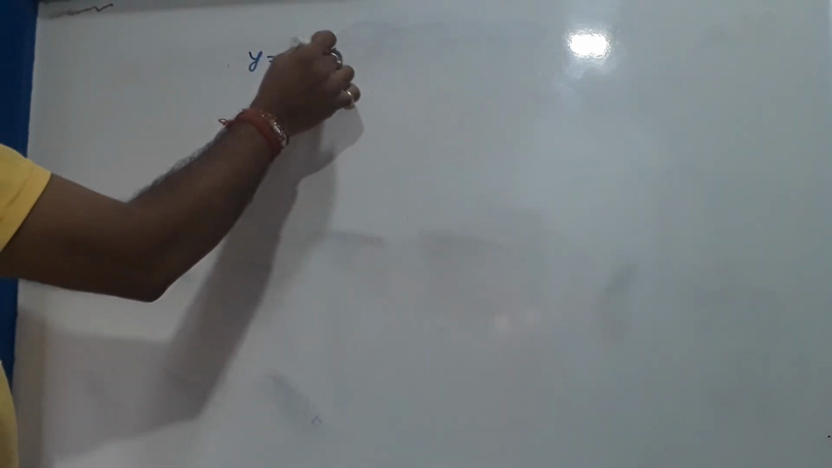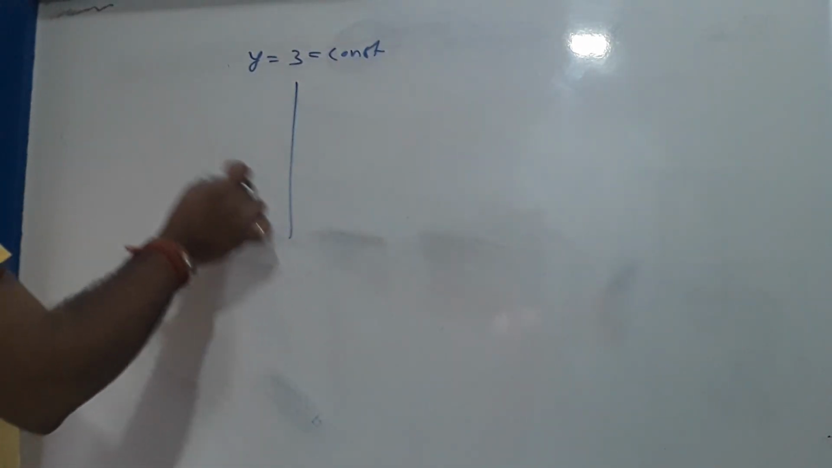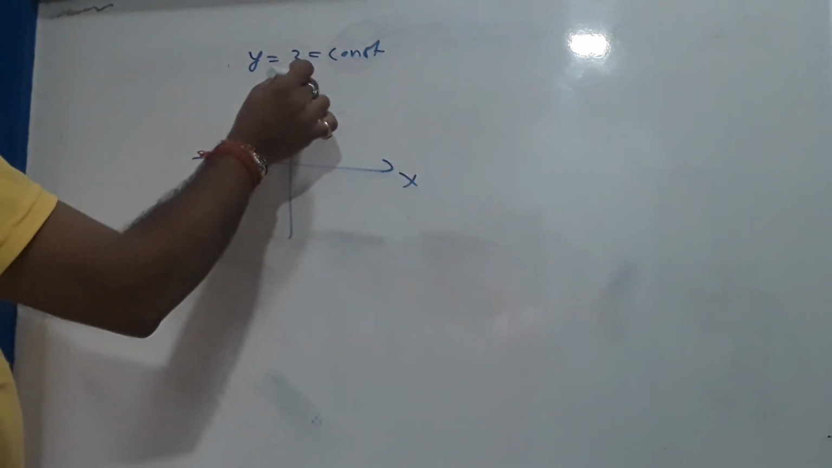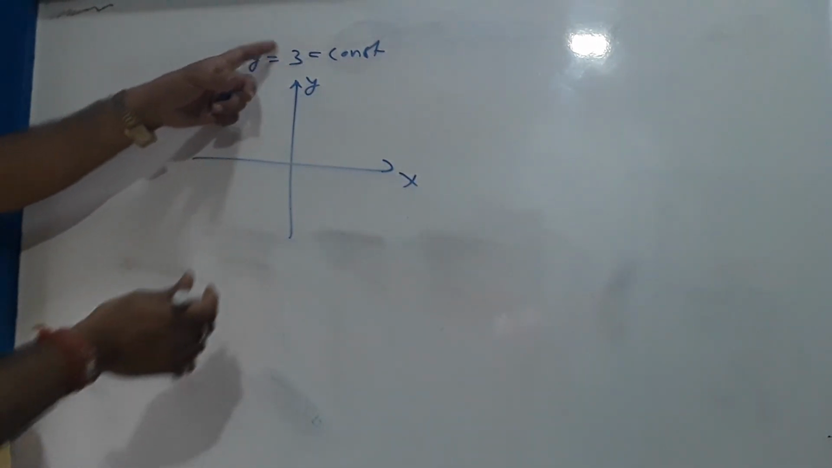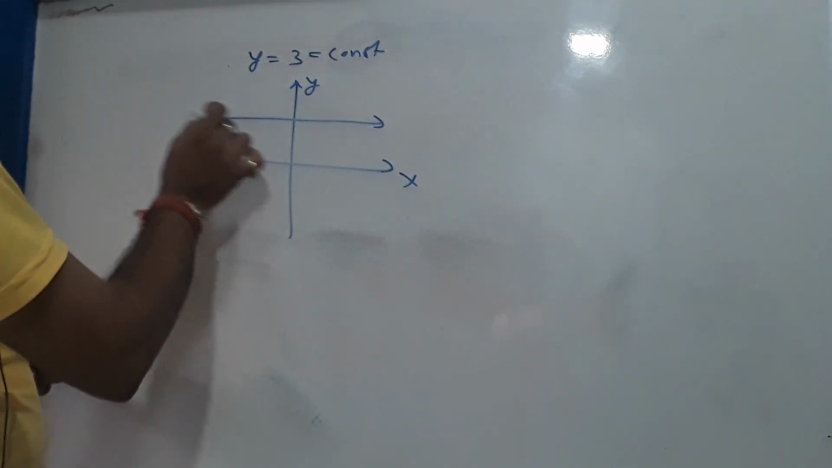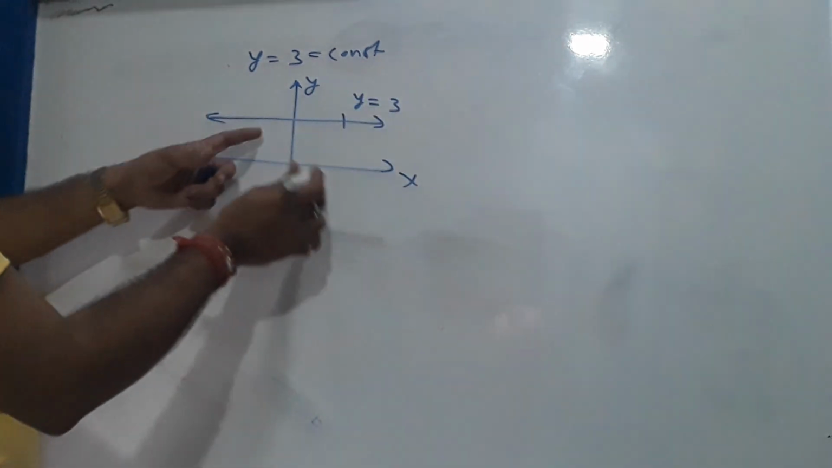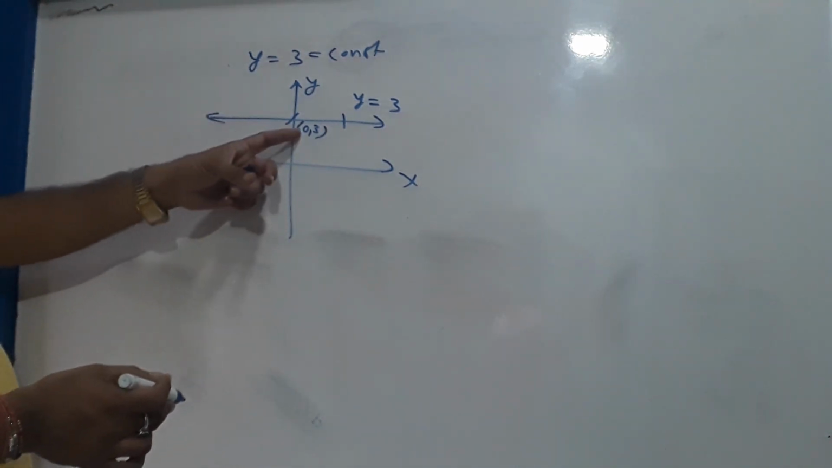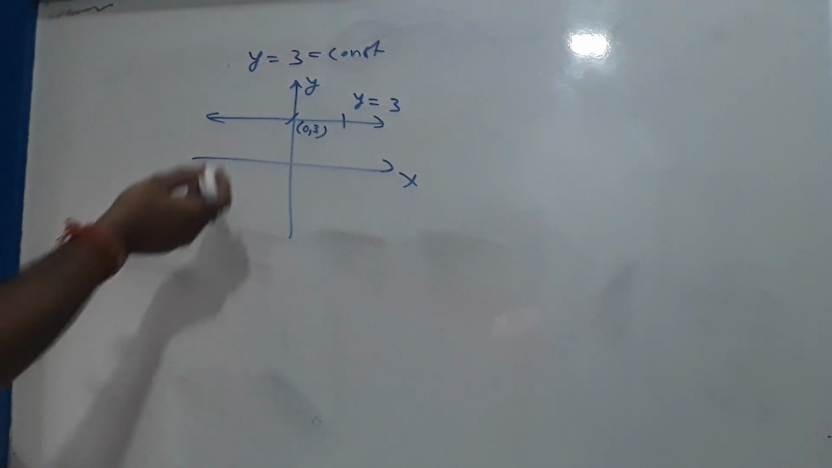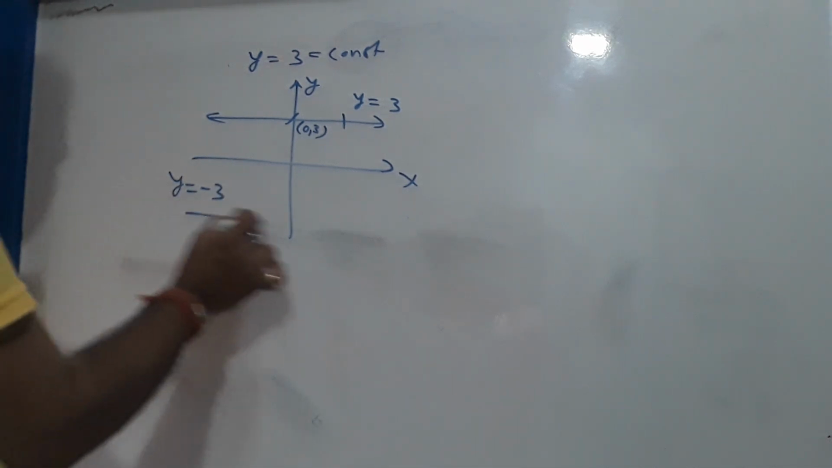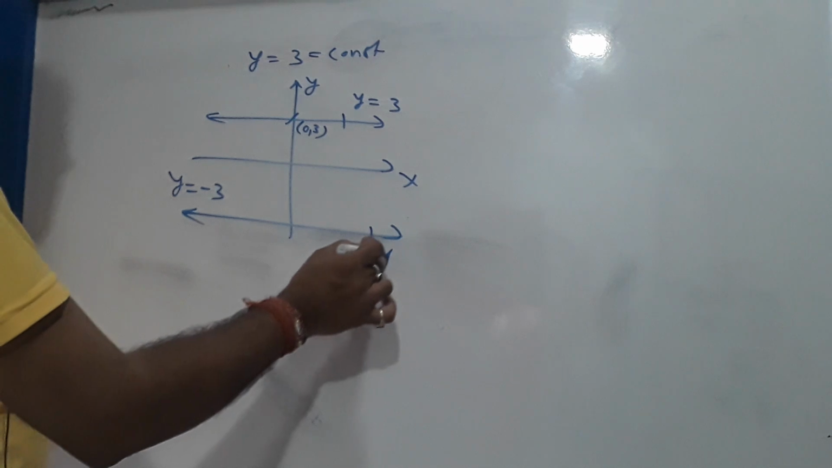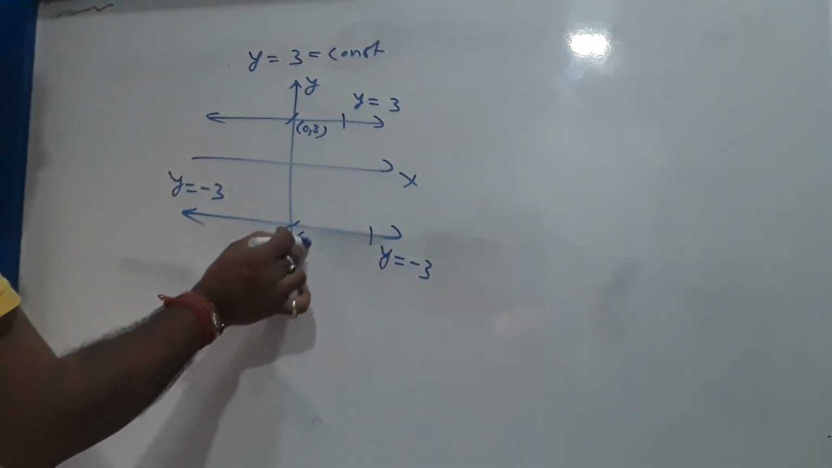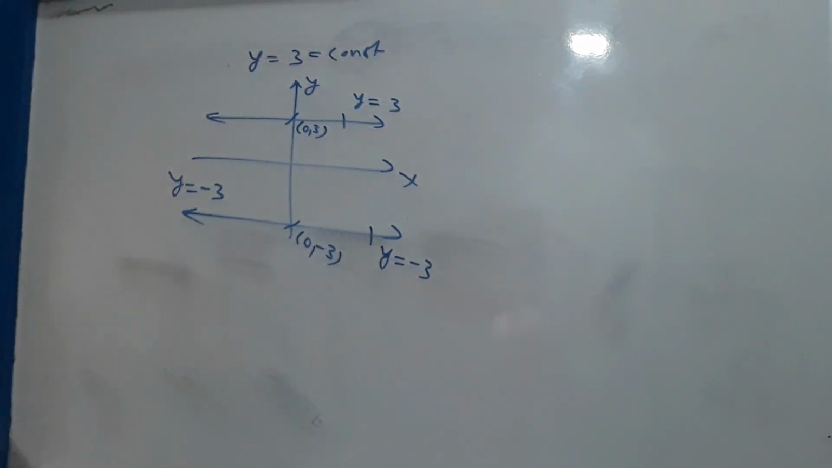Let us take one example. Y is equal to 3. 3 is a constant. So this is a line parallel to the x axis, and y is positive. So y is equal to 3 is parallel to the x axis, passing through 0 comma 3, because this is a point on the y axis, so the x coordinate should be 0 and the y value 3. Suppose y is minus 3, then this is a line parallel to the x axis, passing through 0 comma minus 3.